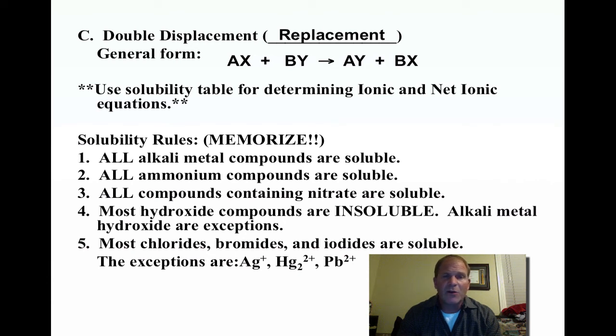One thing you need to know here with the double displacement are the solubility rules. When the first one reads, for example, all alkali metal compounds are soluble, what it means by soluble is it's going to stay dissolved in liquid, so it will remain aqueous. But once you get down to number 4, it says most hydroxide compounds are insoluble. What that means is that it will form a solid and it will fall out of solution as a precipitate.